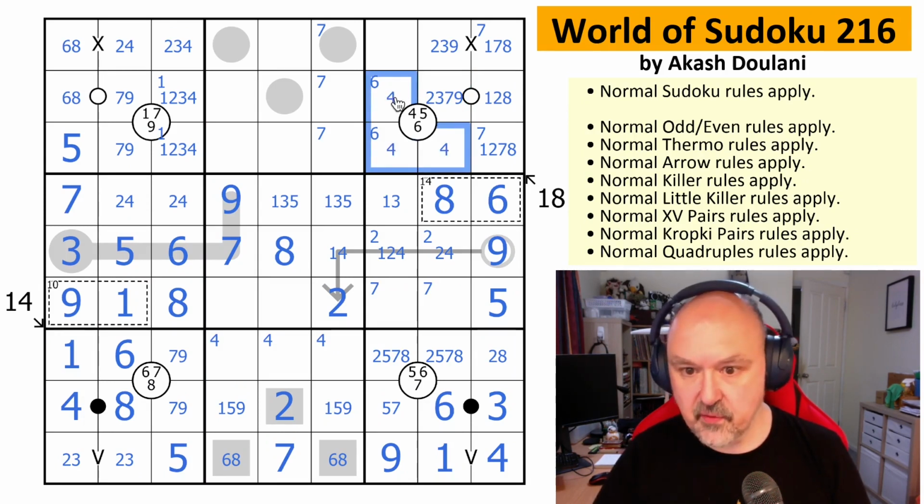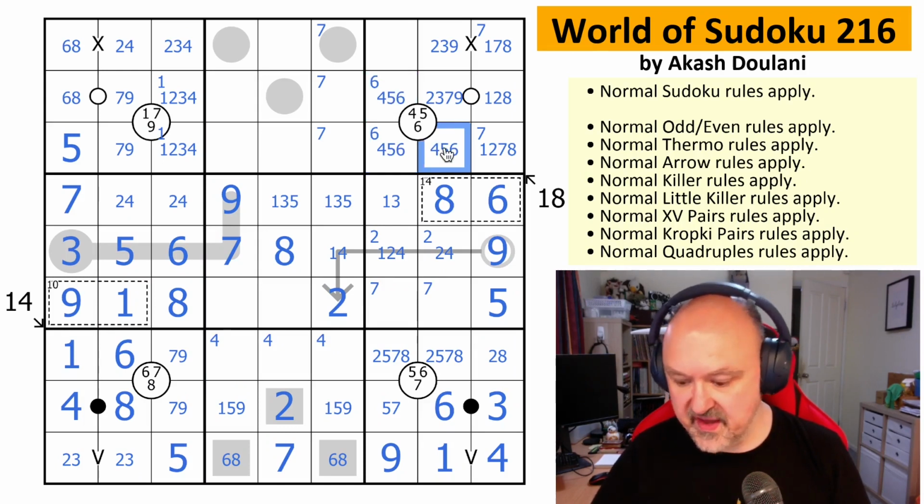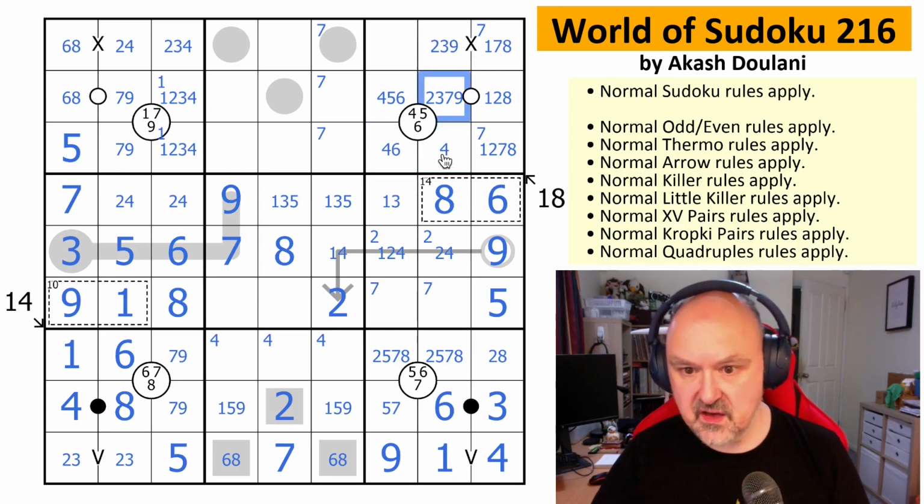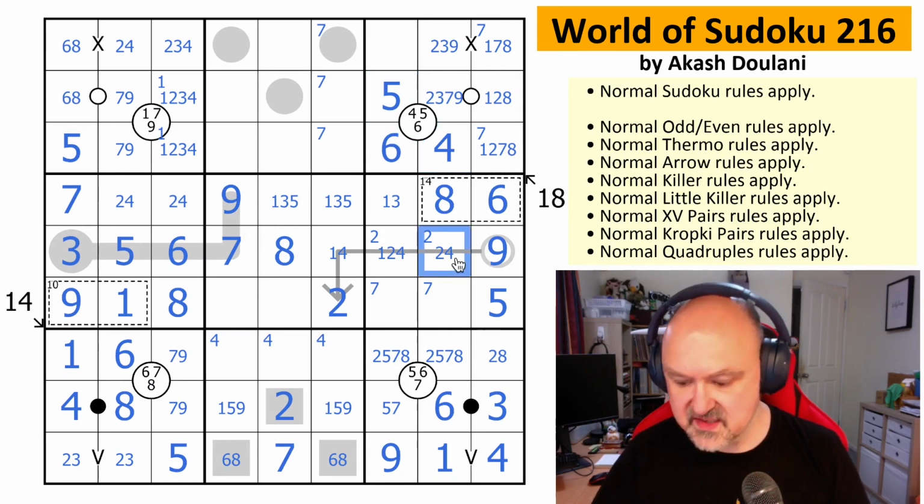So this is a 4, 5, 6 triple, and that's not 6. So I've got 4, 5, 6 in here. 1, 2, 3, 7, 8, 9. So this is also 1, 2, 3, 7, 8, 9. There's no 5 in here. This is a 5, this is a 4, this is a 6 from the 5 over here. That 4 makes this the 2. There is no 2 there.